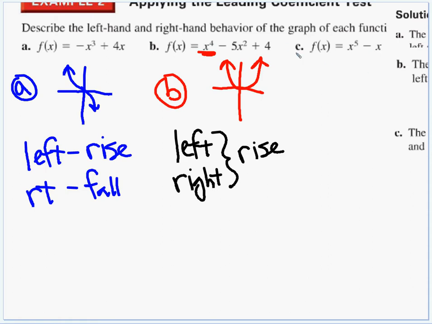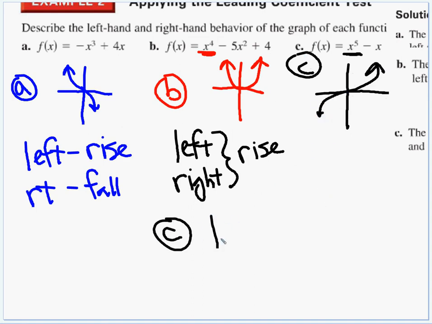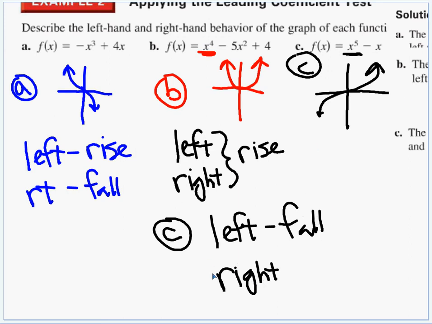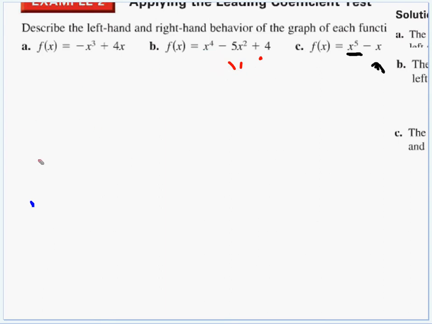And last one, letter C. X to the fifth minus x, highest power x to the fifth. It is a positive x to the odd power. So it's going to go up in the first quadrant, down here in the third. And we could write that as to the left, the graph will fall. And to the right, the graph will rise. So there, I just do those little sketches. It helps me put it into words better.